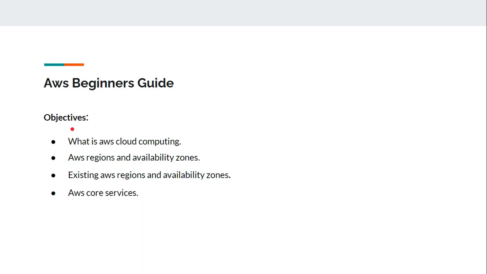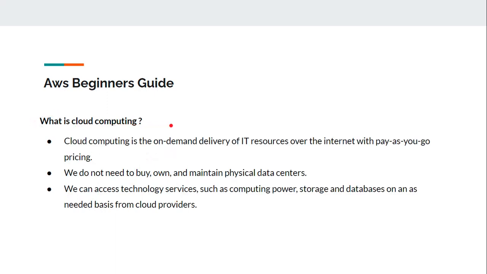In this video, we will learn what is AWS cloud computing, what are AWS regions and availability zones, how many AWS regions and availability zones are there today, and what are AWS core services. Let's learn it. So, what is cloud computing?